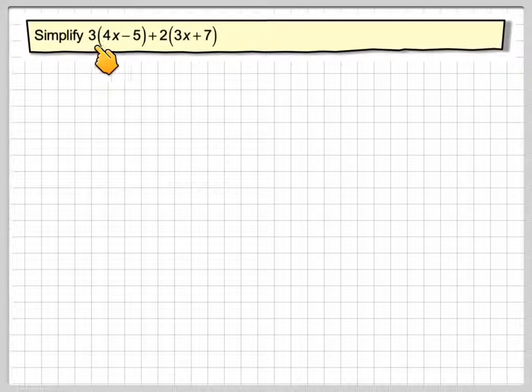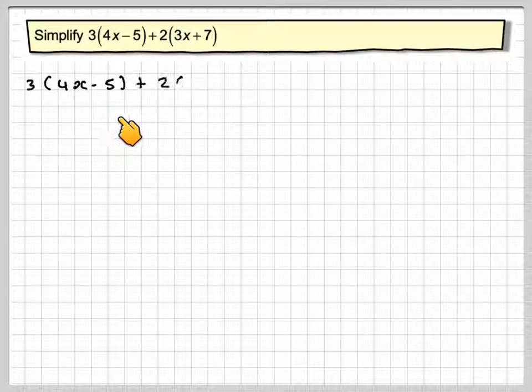In this video, we're going to simplify 3 brackets 4x minus 5 plus 2 brackets 3x plus 7. So write out the first expression and put an equal sign at the end there. So what we need to do is do 3 times 4x.